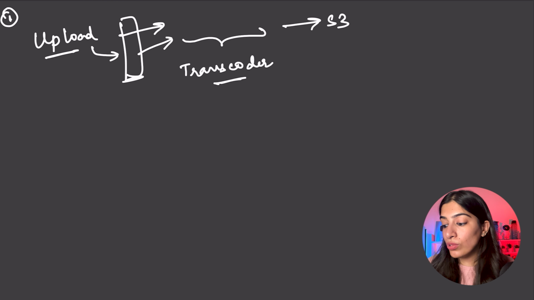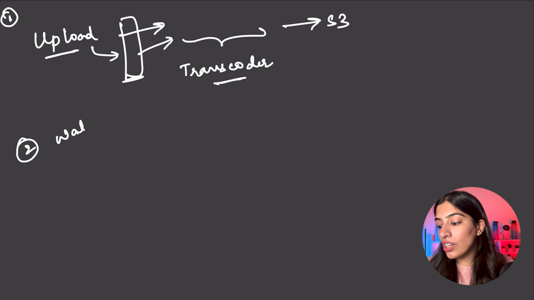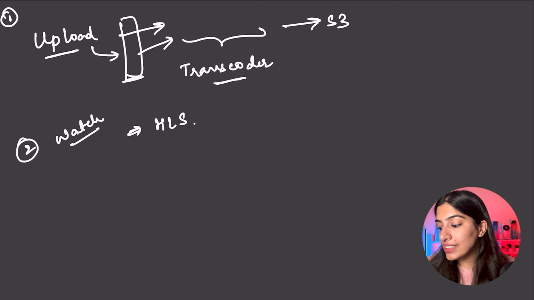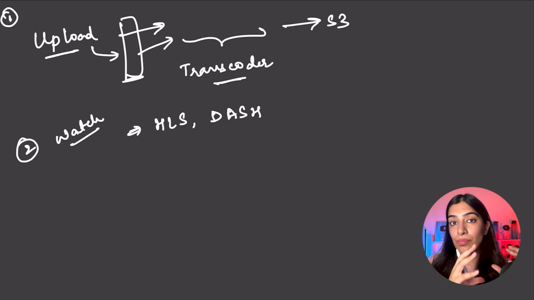The second thing that we need to do is during watch, right? Because now, okay, everything is available for us to be able to have adaptive bitrate streaming, but how are we going to do adaptive bitrate streaming? For that, there are 2 solutions. One is HLS and the other is DASH. This is going to happen on the client side.